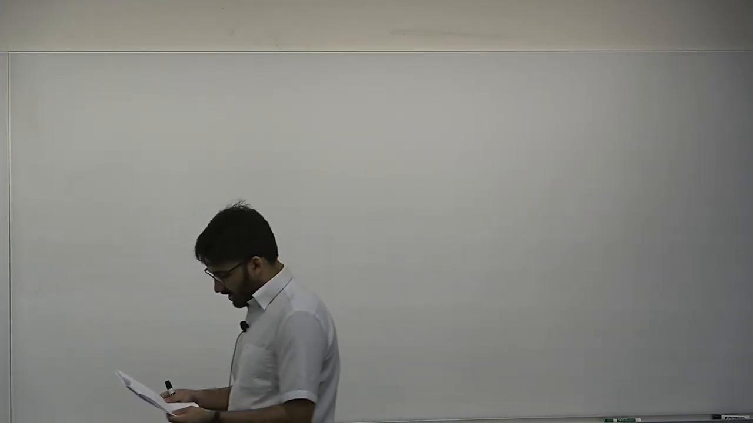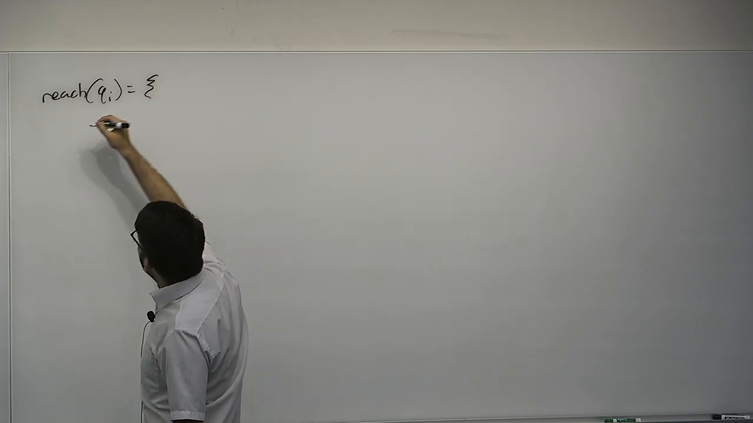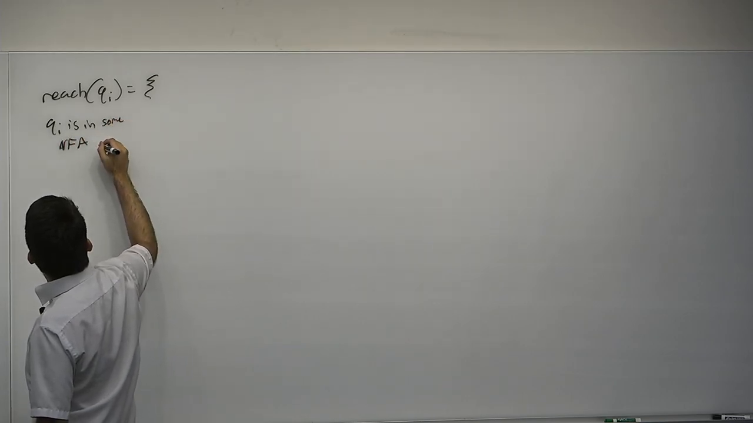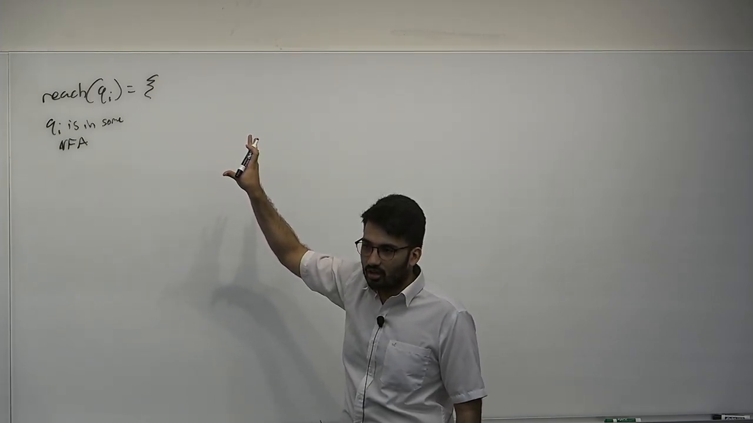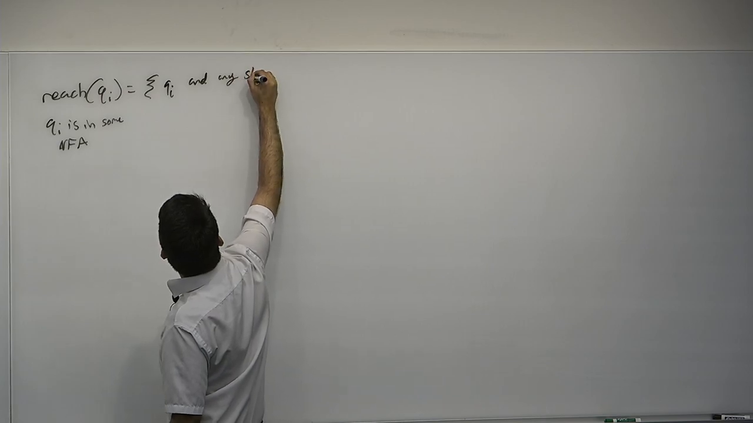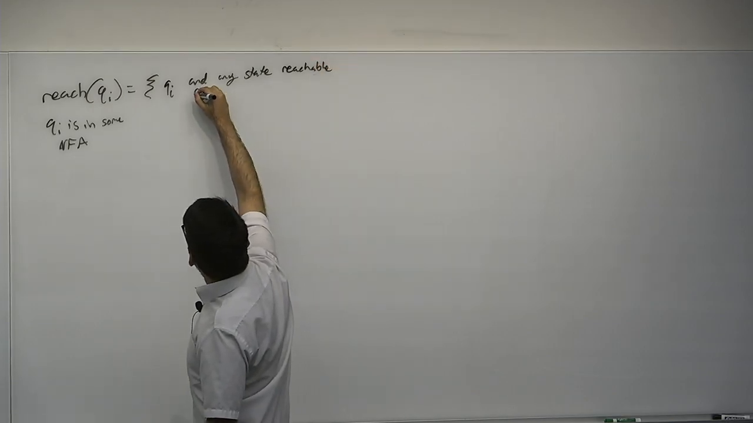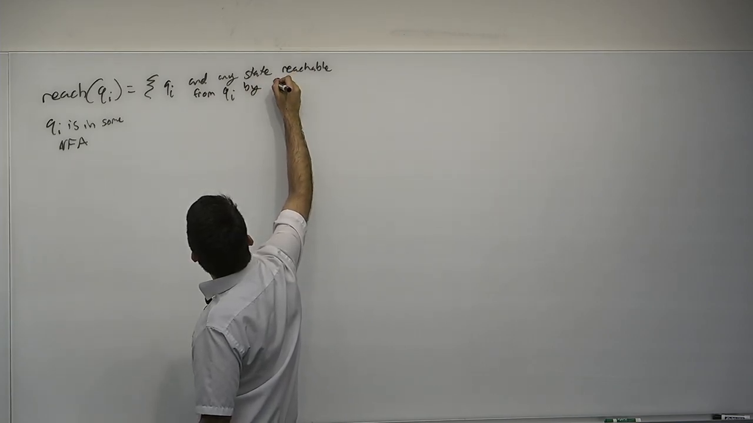So first off, we need to really handle some of the epsilon-ness. So we define this function called reach. Reach of a state qi, where qi is in some NFA. We say reach of qi is anything reachable from qi through epsilon transitions. So the reach of qi is going to be qi and any state reachable from qi by epsilon transitions.